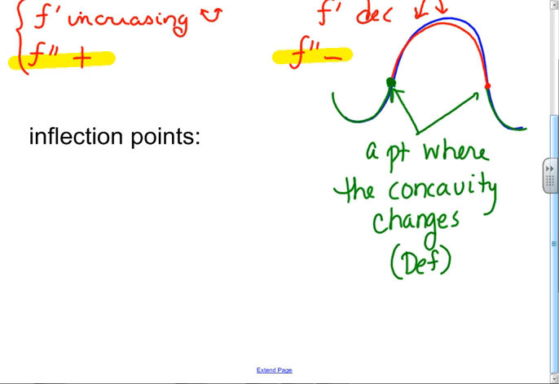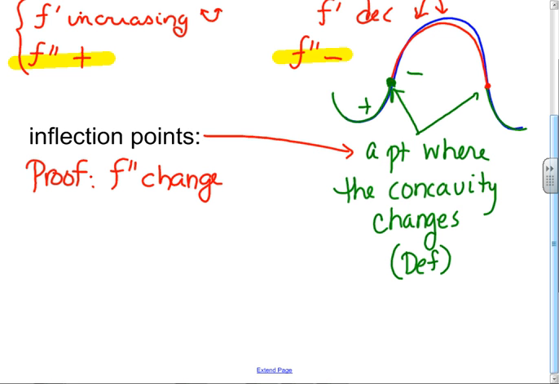It's concave up. What's the second derivative here? Positive. Goes concave down. Negative. Concavity changes when the second derivative changes sign. So those are the points. How do you prove it? F double prime changes sign. You don't have to say positive, negative, negative, positive. That's sufficient. All you have to do is say it changes sign.